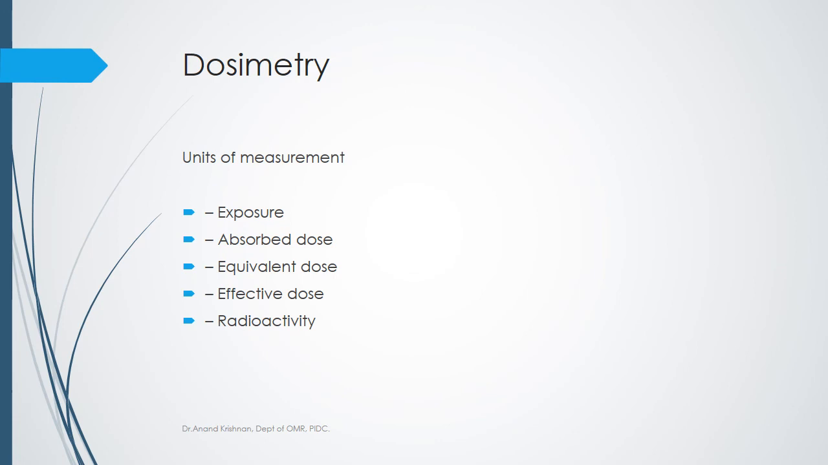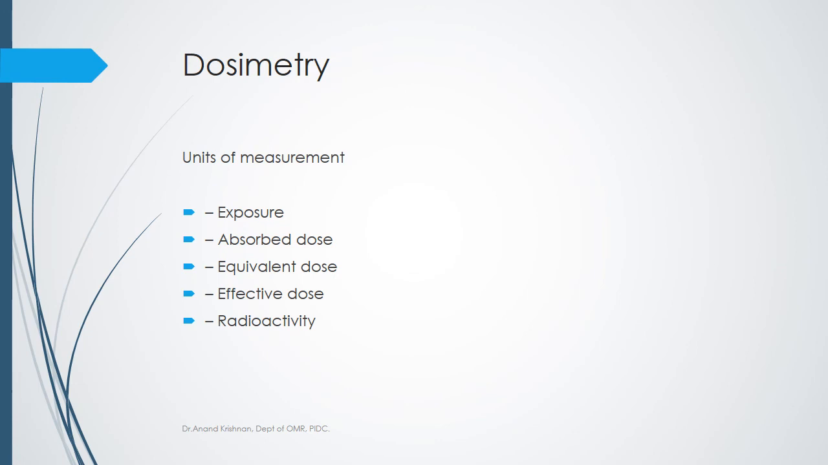Moving on to effective dose. The effective dose is used to estimate the risk in humans, how much risk radiation can cause. And it is again measured in sieverts, Sv.